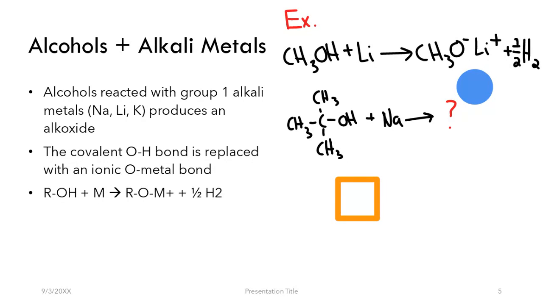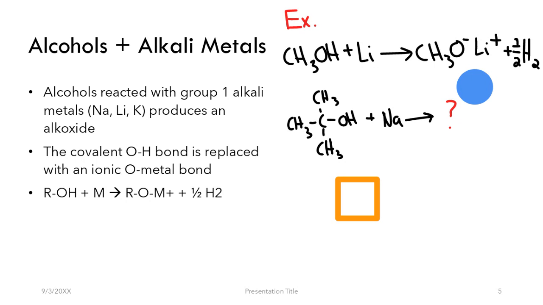So alcohols react with group 1 alkali metals on your periodic table, and the only ones you'll see are sodium, lithium, and potassium. That produces an alkoxide. The covalent OH bond in your alcohol is more or less just replaced with an ionic bond between the oxygen and the metal. So the general equation is ROH, which is just any kind of alcohol, plus a metal yields an alkoxide, where the oxygen holds a negative charge and the metal holds a positive charge, and then plus 1/2 H2.